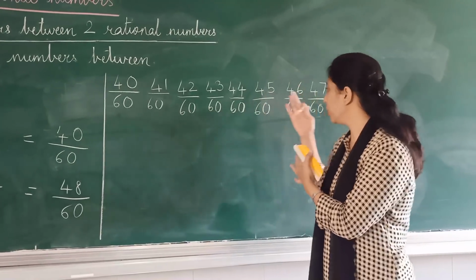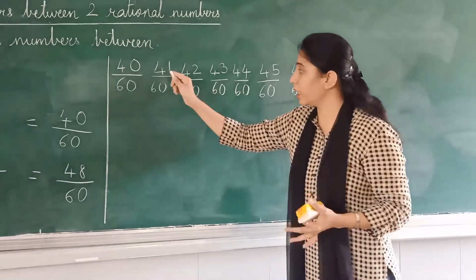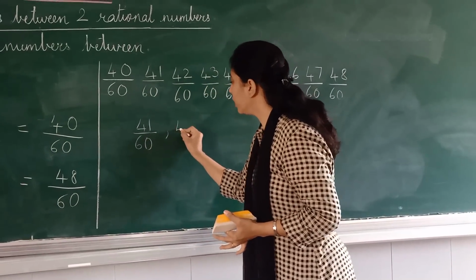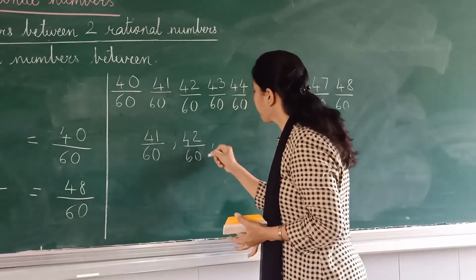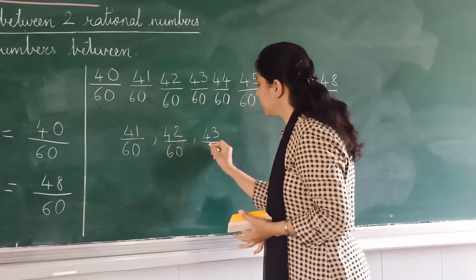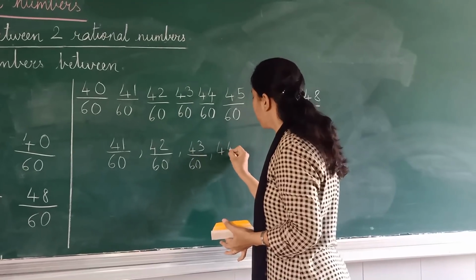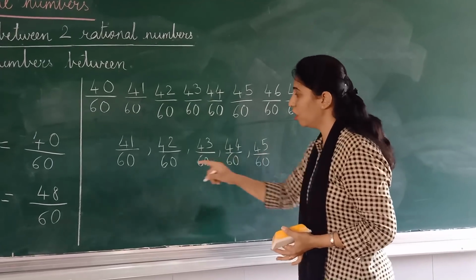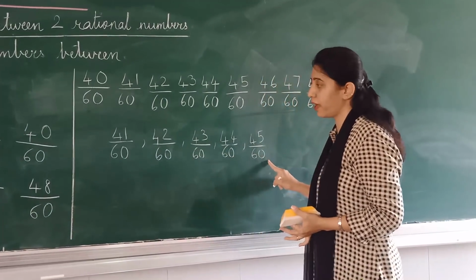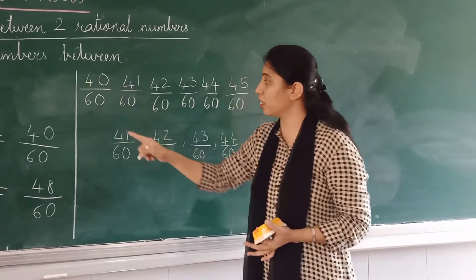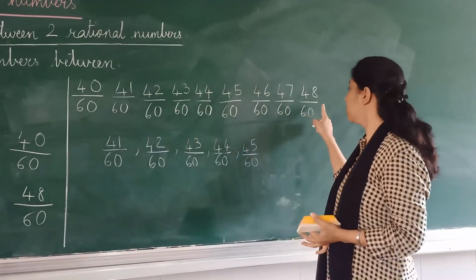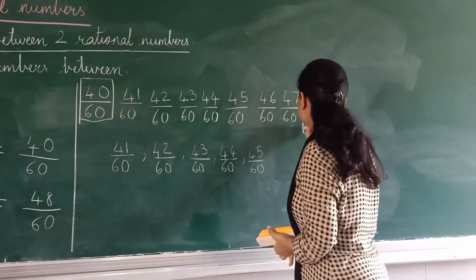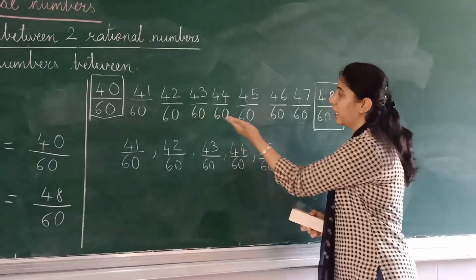You can take 3 from here, 2 from here, or you can take 41 upon 60, 42 upon 60, 43 upon 60, 44 upon 60, 45 upon 60. So 1, 2, 3, 4, 5. So you have got 5 rational numbers between this and this rational number. So you can select any 5 rational numbers.